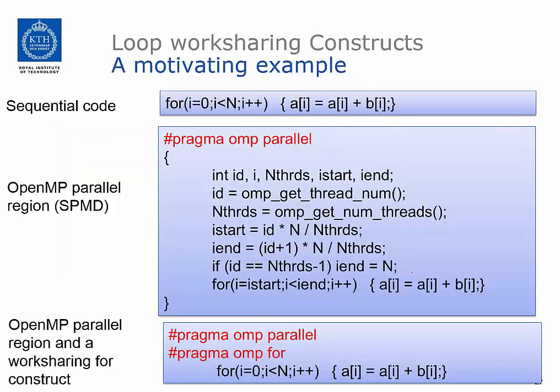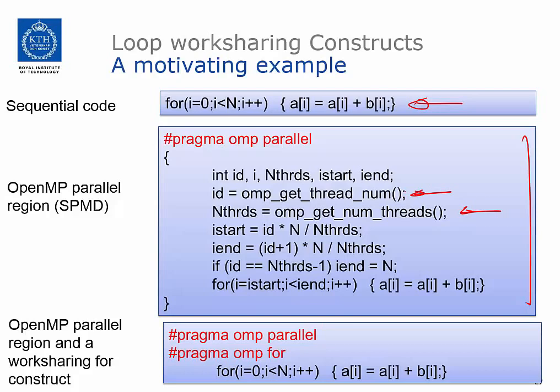So here is a motivating example why this is very useful. Let's say we have this sequential code. You can write it in one line. Vector addition. You take two vectors, A and B, and then you want to element-wise add them together and put the result in the A vector. If you have a SPMD style of programming, this is what you get. You have to figure out your thread identity. You have to figure out how many threads you have.